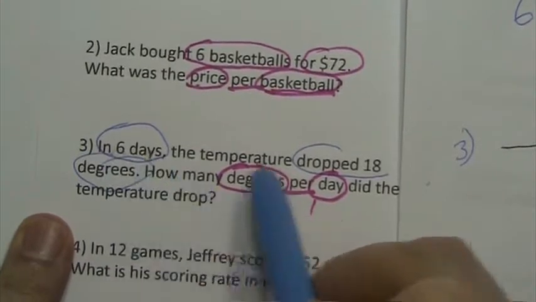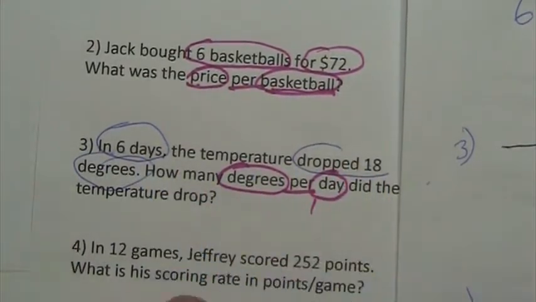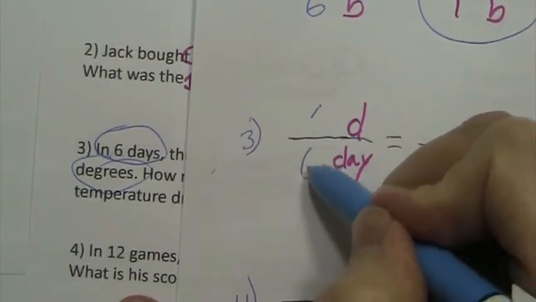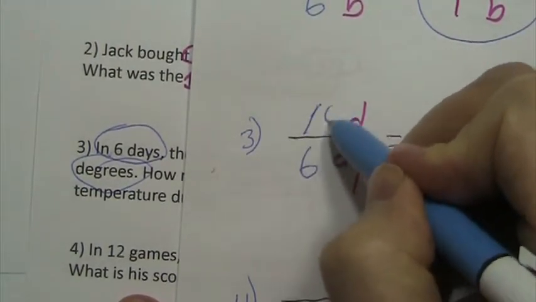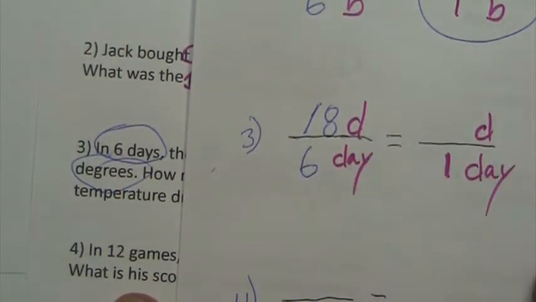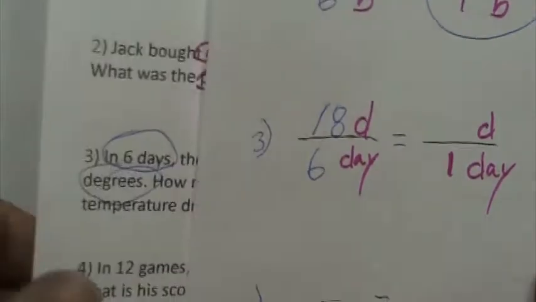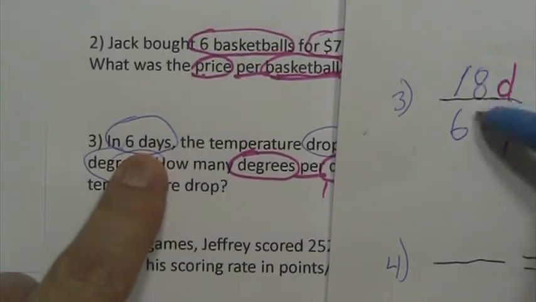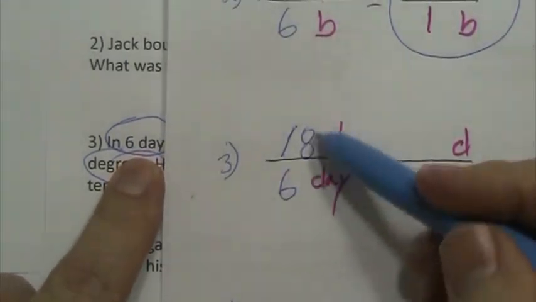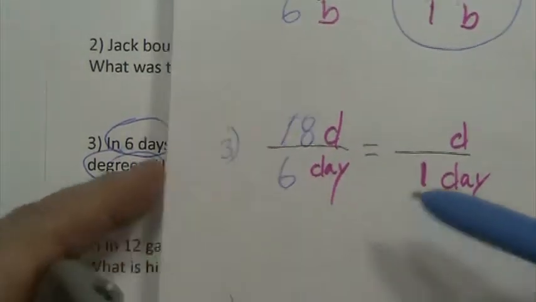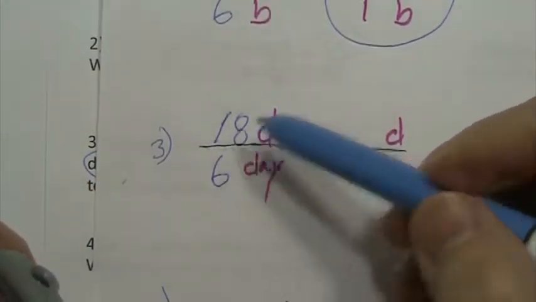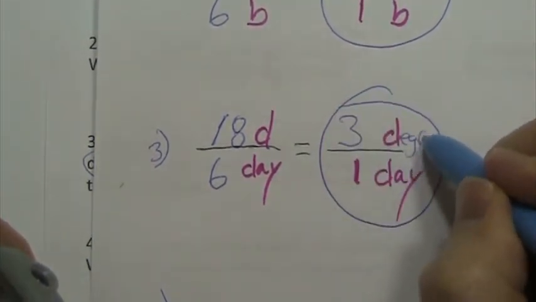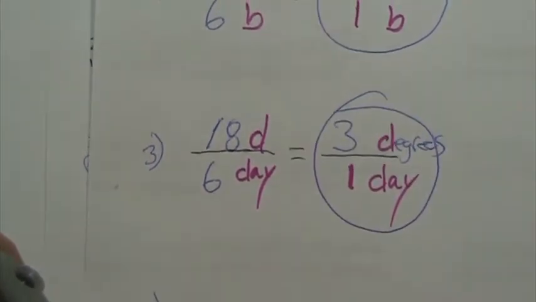6 days, 18 degrees. So I look over here. 6 days, 18 degrees. So you always look at what goes next to the number, the word, and that tells you where to put the number. Well, 18 divided by 6 goes into 18 3 times. So it's 3 degrees per day.